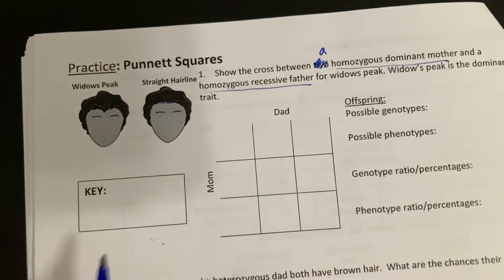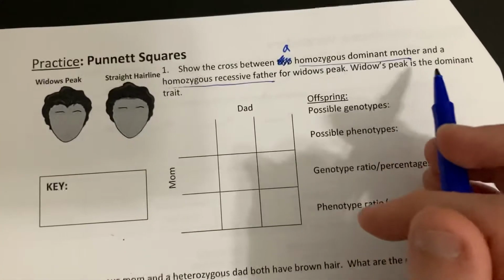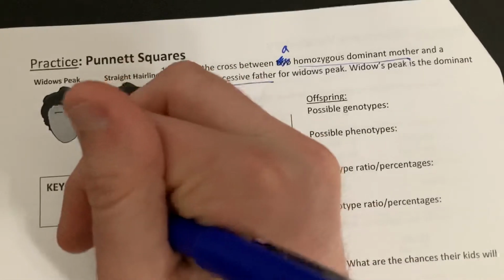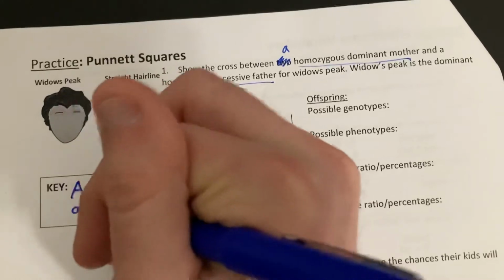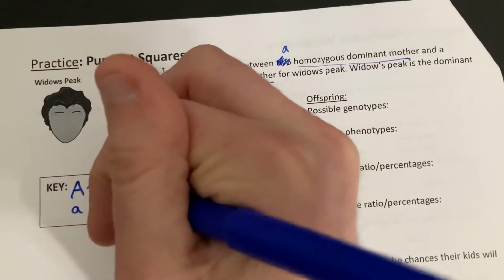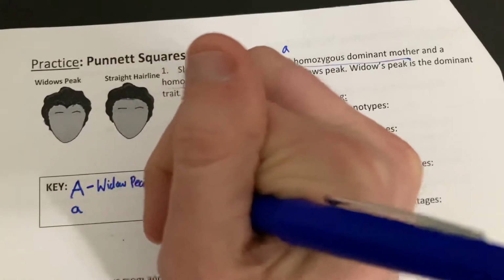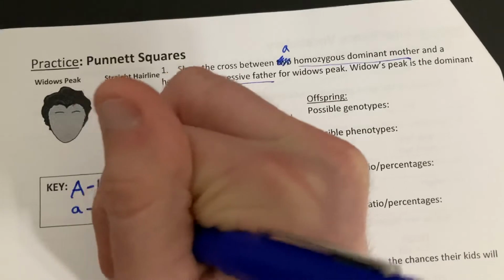So first thing we want to do is make the key, okay? Widow's peak is dominant. So again, I like to just use big A, little a. So big A is widow's peak. And little a is the straight hairline.